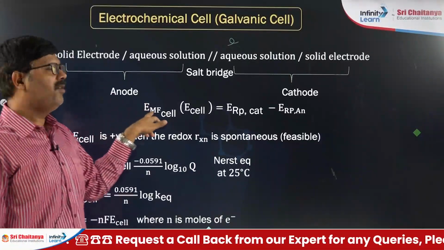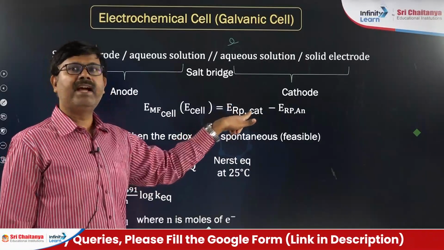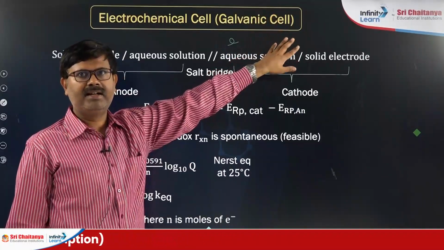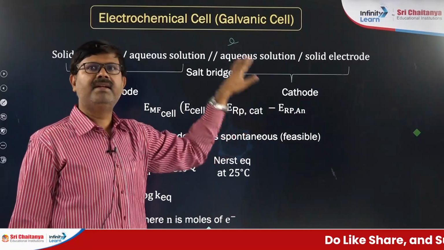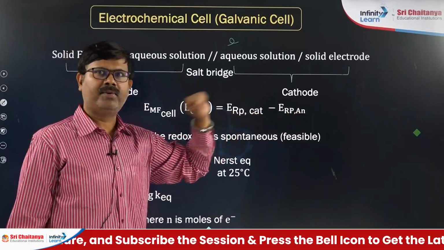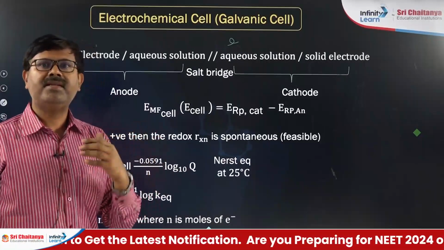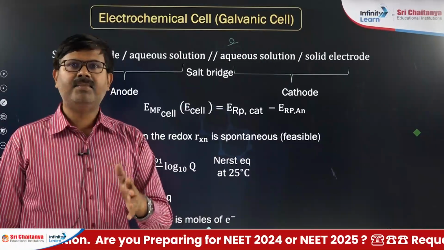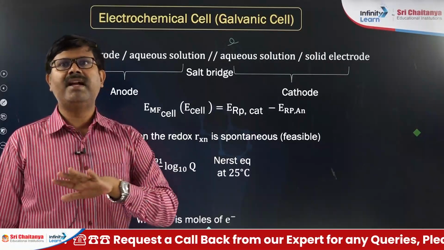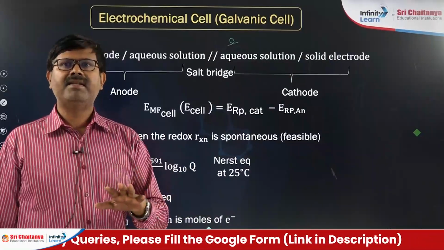Now, the EMF of the cell. How to calculate the EMF of a galvanic cell? Reduction potential of the cathode side, cathode side meaning the right side of the salt bridge, minus the anode reduction potential. Cathode reduction potential minus anode reduction potential will give you the EMF of the cell. If the EMF of the cell is positive, then the reaction is feasible, meaning spontaneous, meaning it will take place. If it is negative, the reaction won't take place at all. If the EMF of the cell is 0, it indicates the reaction is at equilibrium state.